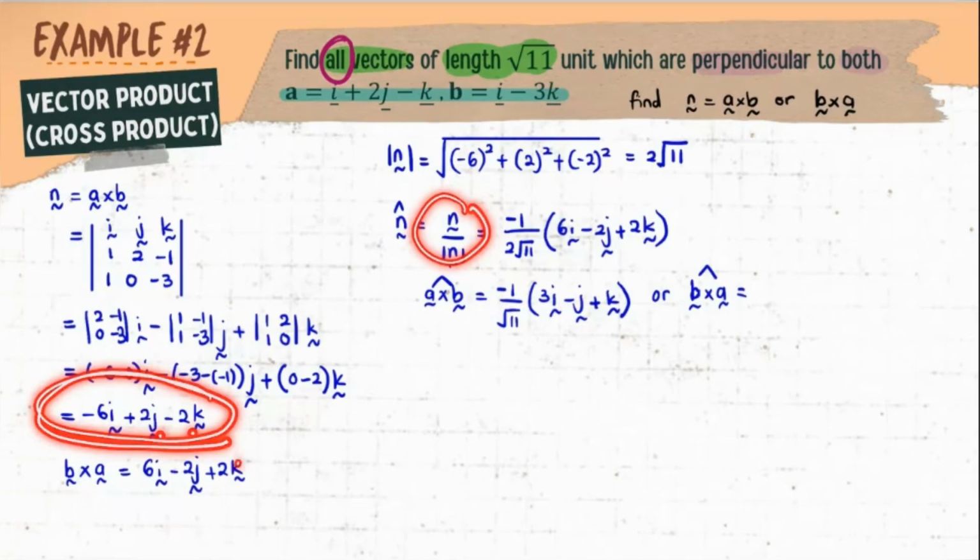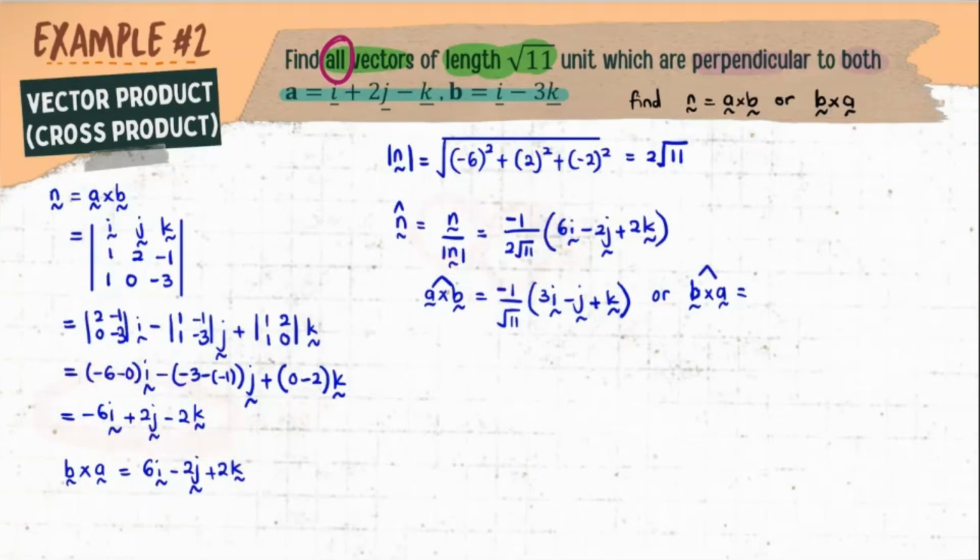Saya termasukkan yang positif ni pula. So saya factorize negatif lah. Saya factorize negatif, so this will be the vector untuk A cross B hat. Kalau B cross A hat, it will be 1 over square root of 11 kepada 3i minus j plus k. Okay. So, sekarang ni, kedua-dua vektor hat ni, panjang dia adalah 1 unit.